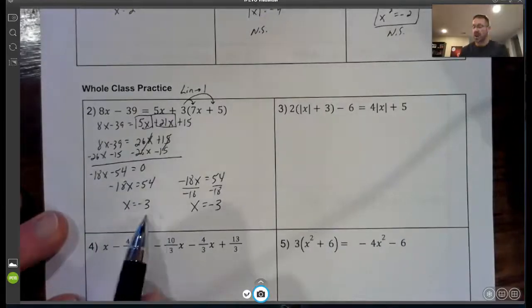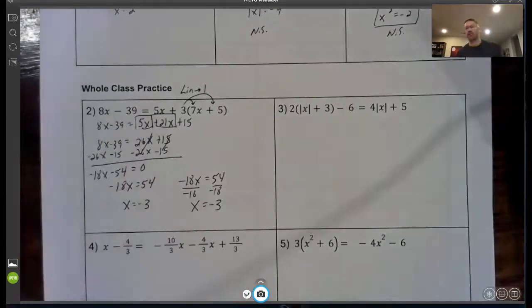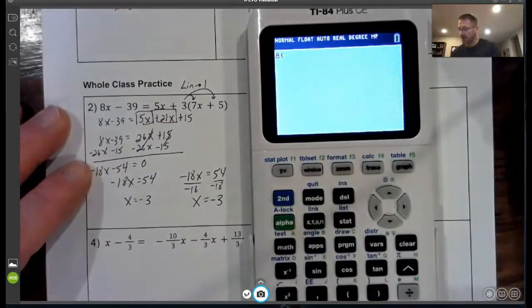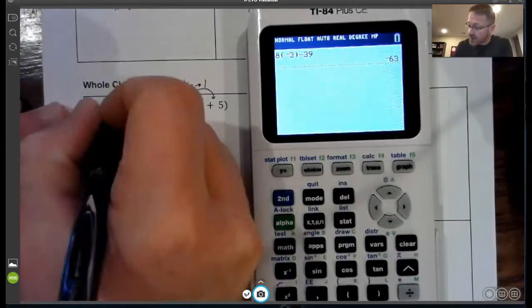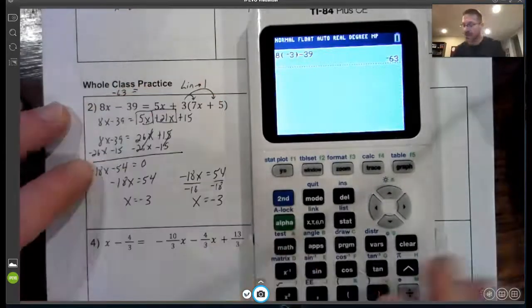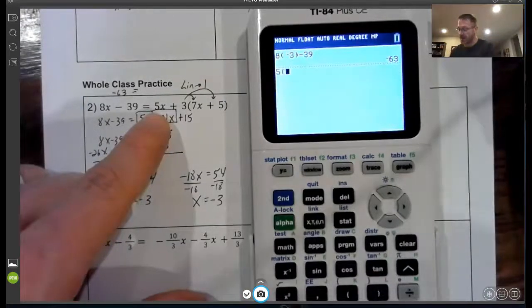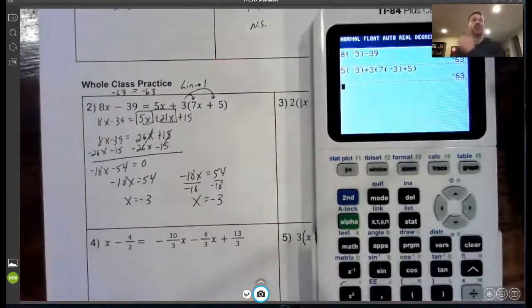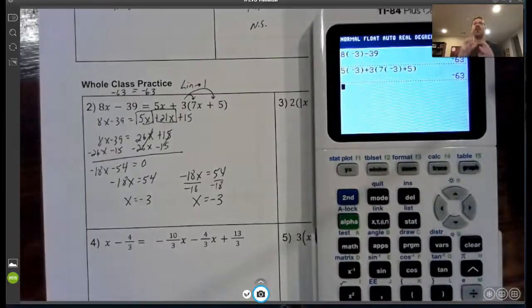Now, once again, we can go back and plug it in and check our answer. So notice if I plug this in on the left side here, I would have 8 in parentheses. We're going to put that negative 3, just like we've done in the past when we evaluate, minus 39. So my left side of my equation, if I plug in negative 3, gives me negative 63. Now if I plug it in on the right side, 5 times negative 3 plus 3, open parentheses, 7 times negative 3 plus 5 equals negative 63. All right, and so I can see real quick that my solution does work. So you can always get that answer, go back and plug it in.